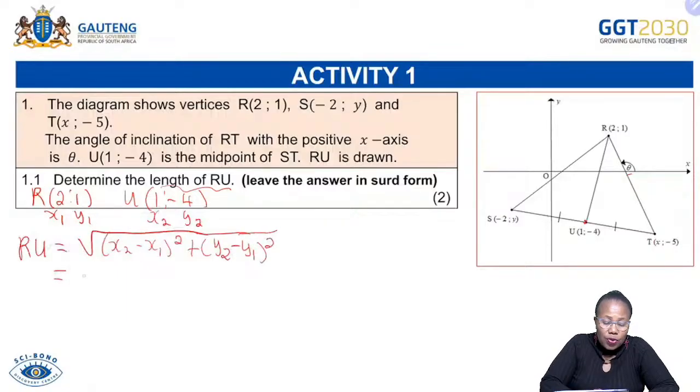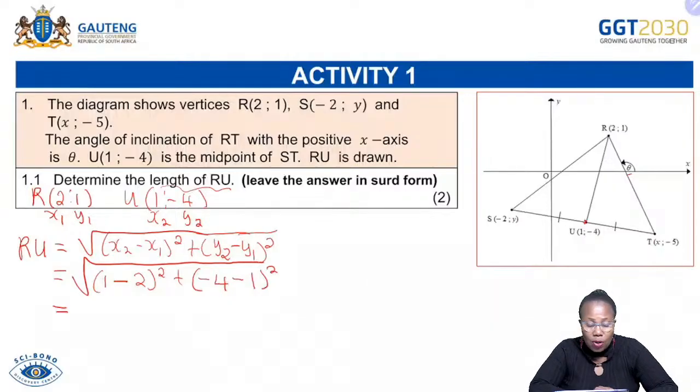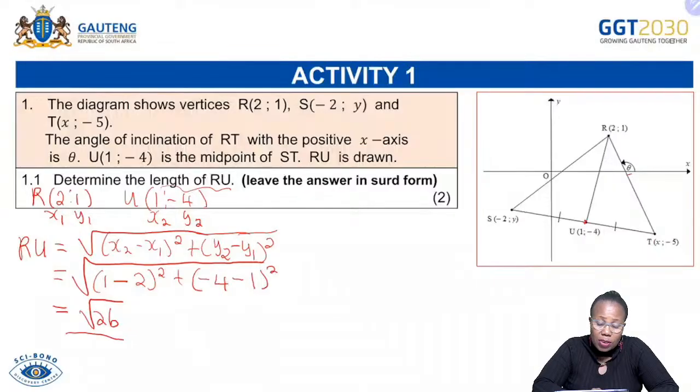And then substitution now, the square root is still there. Then x2 is 1 minus x1 is 2, squared, plus y2 is -4 minus y1 is 1, squared. After substitution, grade 12, just put everything into your calculator, straight to the answer. It will give you the square root of 26.